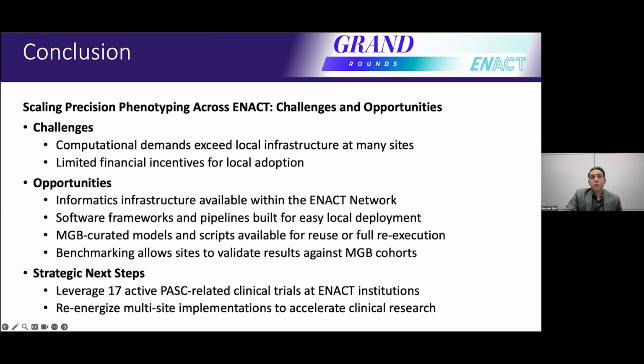We are thinking about ways that we can use the momentum and the need in those clinical studies and match them with the ENACT infrastructure to increase energy to implement these algorithms. Because at the end of the day, I think scale and precision phenotyping isn't basically a technical challenge. It's a commitment to reshaping how we do clinical research.